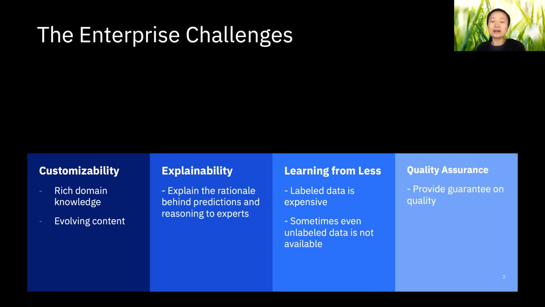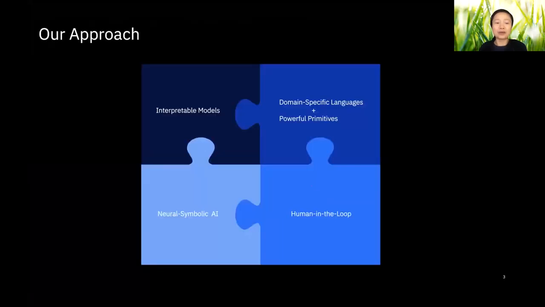The fourth challenge is quality assurance, especially when it comes to building a knowledge base. A lot of decisions will be made based on the knowledge base, so how we can provide some kind of guarantee on quality is a really big challenge. In the rest of the talk, I will address different aspects of these challenges as we go.